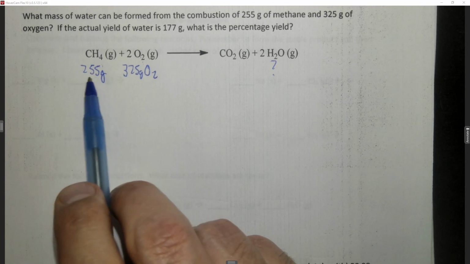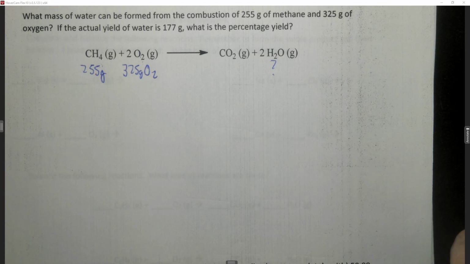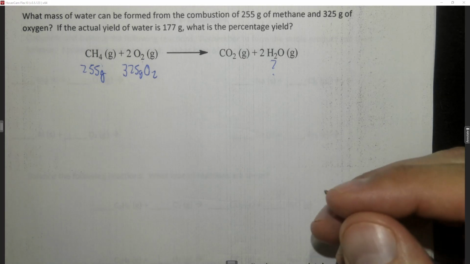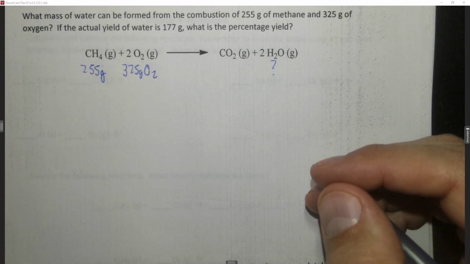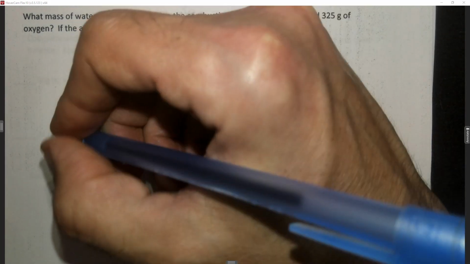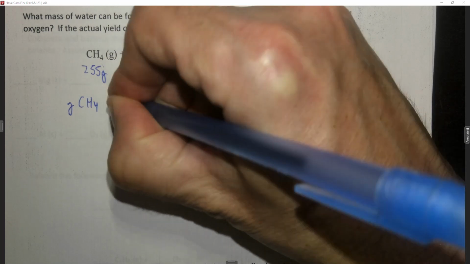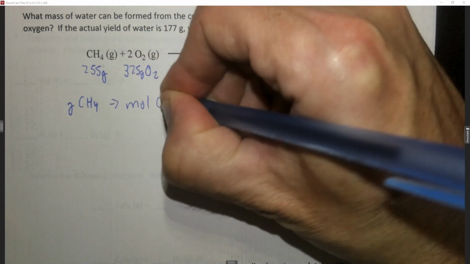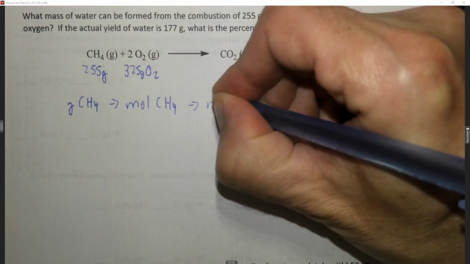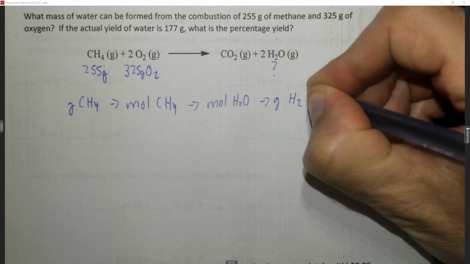So if we determine how much we can make with all of this and all of this, whichever one is less is the one you're going to run out of first, and therefore is going to be the limiting reagent, and the amount of water you make is going to be the theoretical yield. In order to do this, unfortunately, it's quite a long job. We need to convert from methane first, grams of CH4, to moles of CH4, then to moles of water, and then to grams of water.